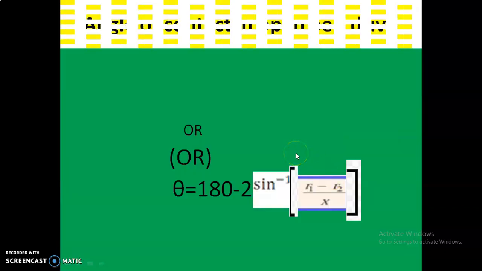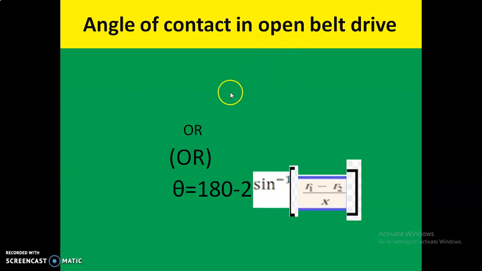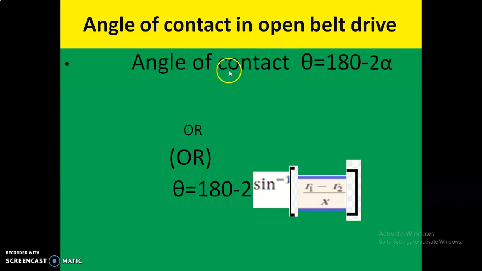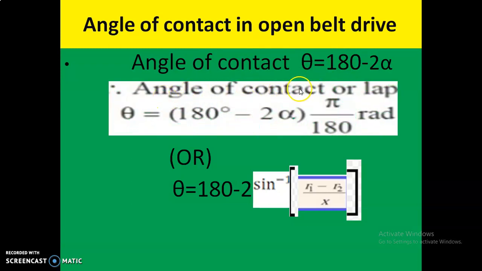Finally, the angle of contact in open belt drive, theta, is equal to 180 minus 2 alpha. This is in degrees. If we want to get this value in radians, we have to multiply by pi by 180. This is the angle of contact or angle of lap. Therefore, theta is equal to (180 minus 2 alpha) into pi by 180. Now it will be in radians.